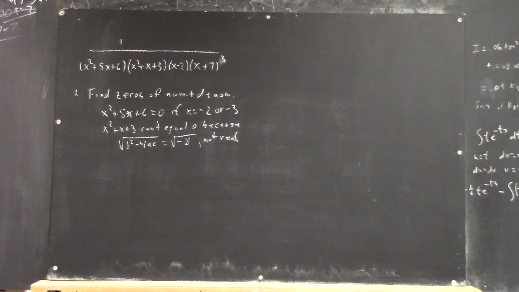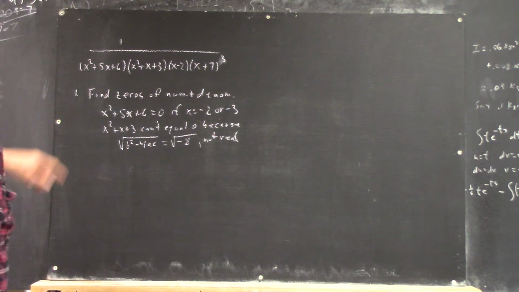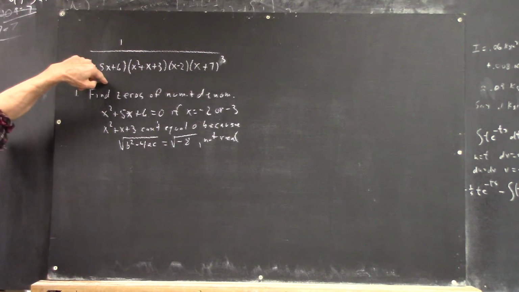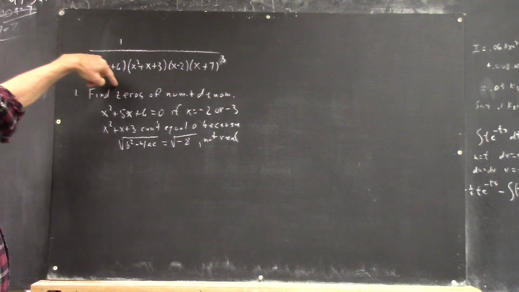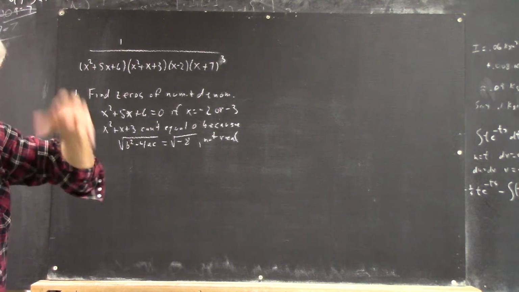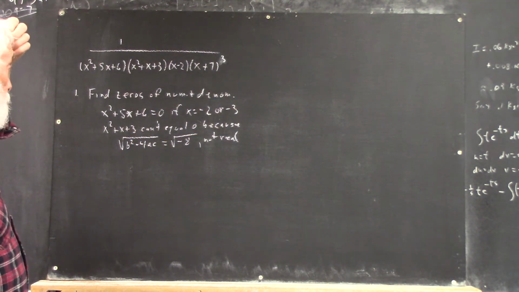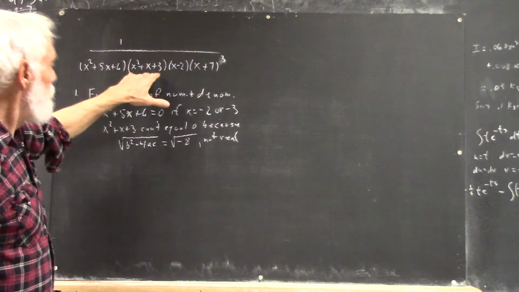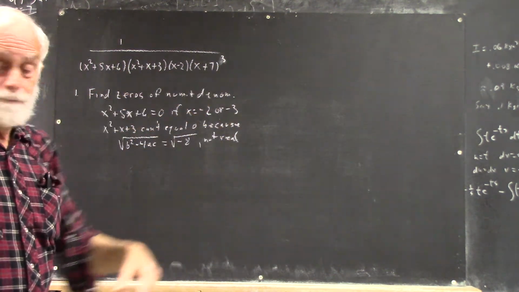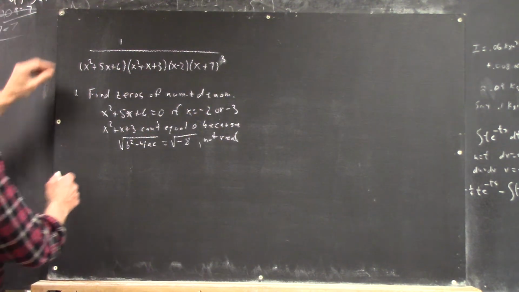Okay. So, looking at how we might graph this thing. First thing we want to do is find zeros in numerator and denominator. For any polynomial or rational function, you find the zeros in numerator or denominator, meaning you set each factor equal to 0. Okay?